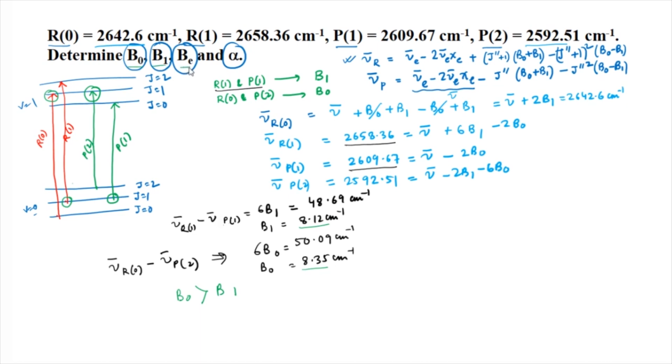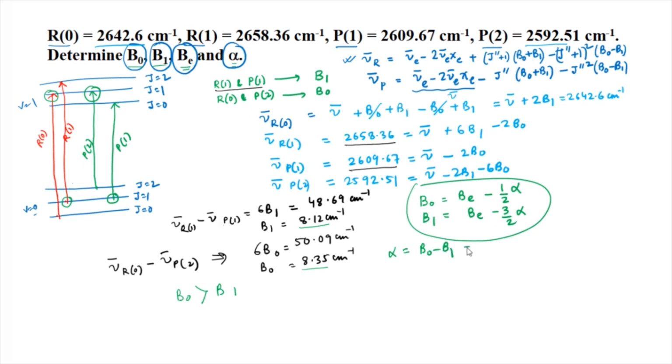Now we need to find out B e and alpha. So, using the expression we discussed in this lecture, we can write B 0 equals B e minus half alpha, and B 1 equals B e minus 3 by 2 alpha. If we solve these two equations, what we get is alpha equals B 0 minus B 1. So, this is 0.23 wave numbers.